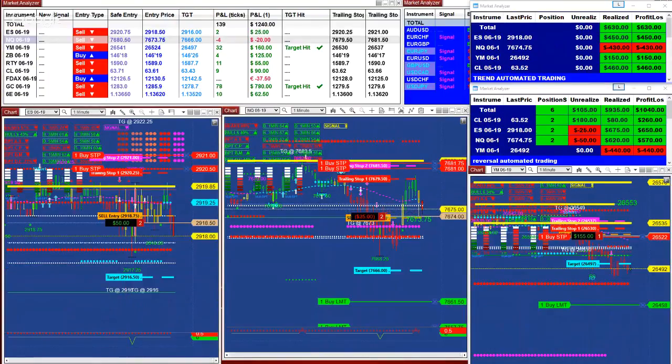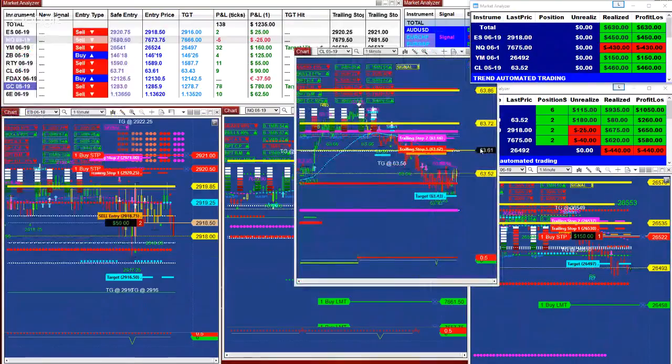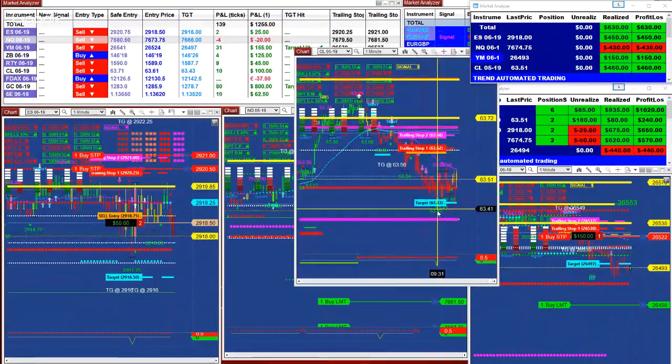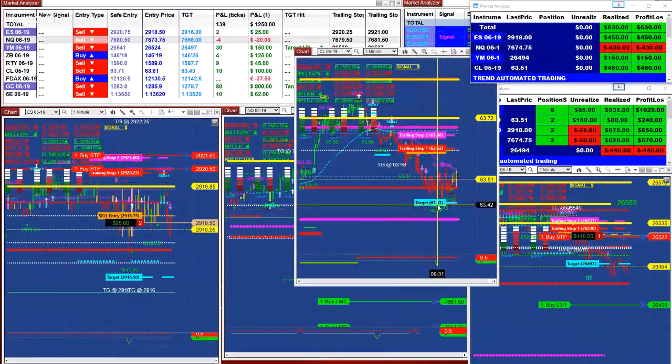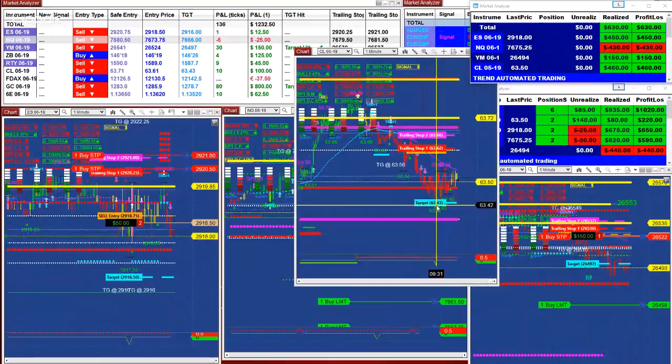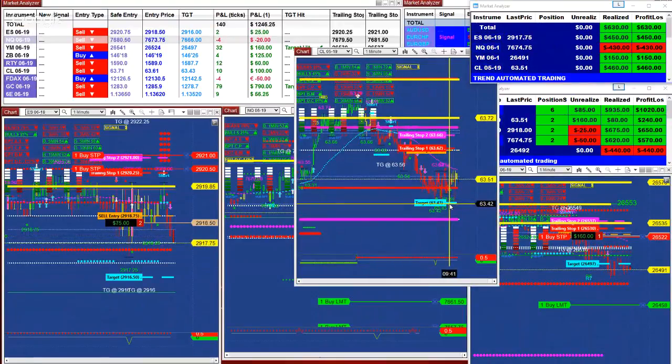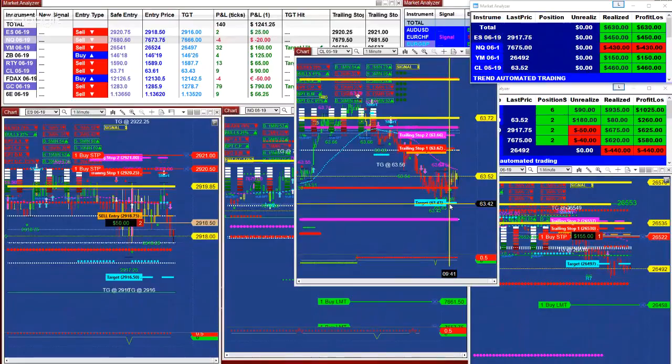For the CL trade, it is nothing better. We have the sell entry somewhere around 63.62, and the target is 63.43. So this is not really a big target, but it has already hit the target on the CL. So there is no more trade on the CL at the moment.